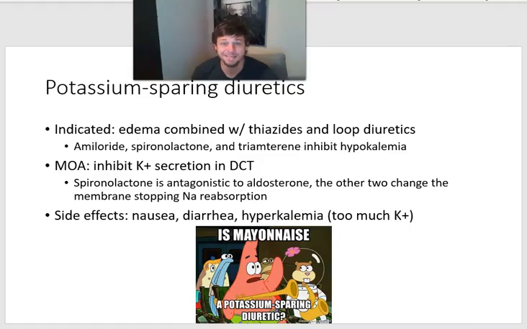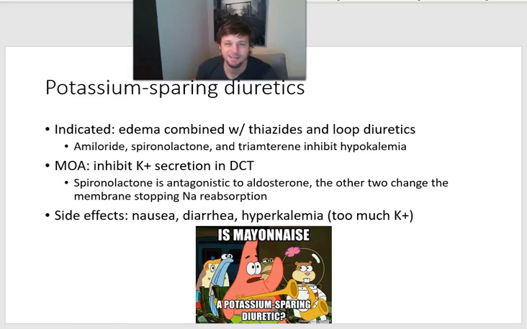Alright, with your potassium-sparing diuretics, again, indicated for edema. Typically with these, it's going to be combined with another diuretic, like your thiazides and/or your loop diuretics. If you have all three of them working together, it's something called triple therapy, where it's pretty much all the diuretics. Amiloride and others can help inhibit the hypokalemia that you see with your thiazides and your loops. And it just inhibits that potassium from getting secreted into the distal convoluted tubule.